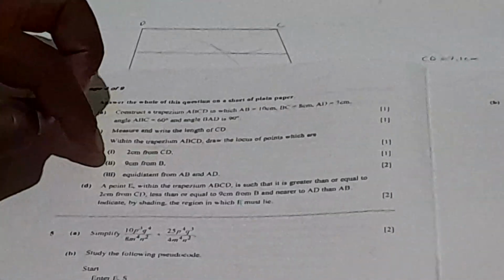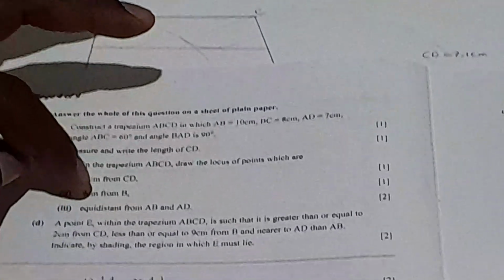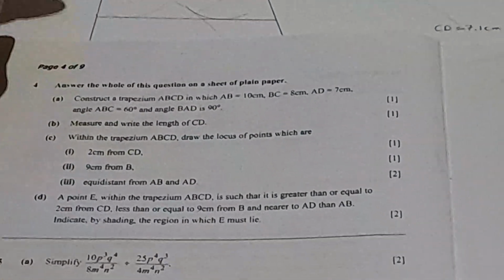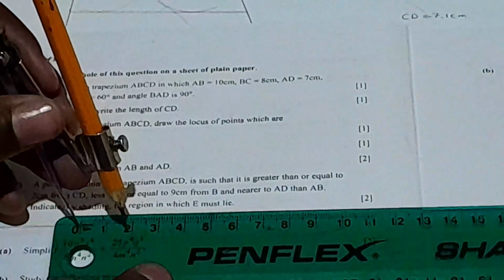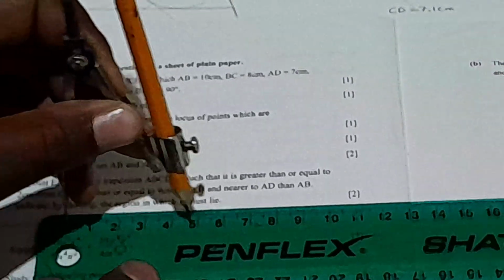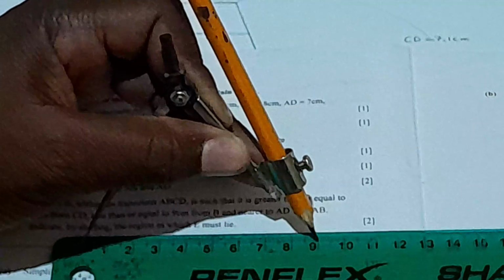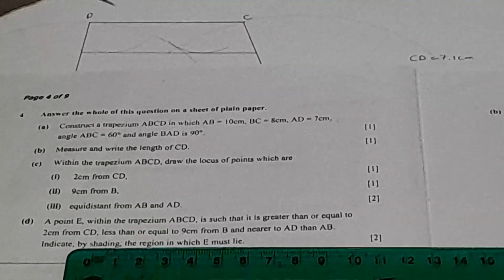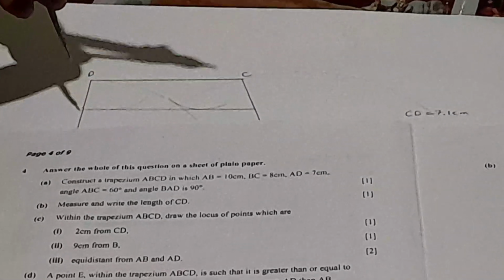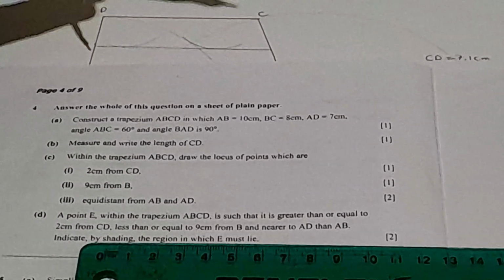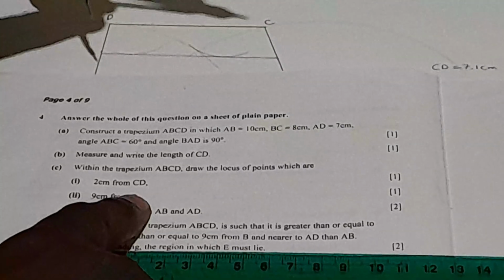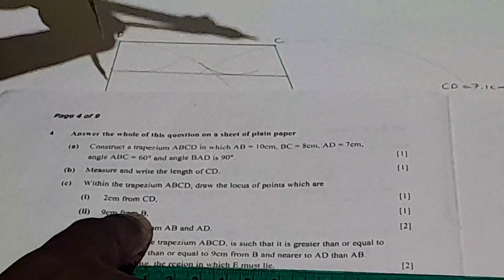So they're saying the locus of points which are 9 centimeters from B. Yeah, 9 centimeters from B. So what you do is you pick 9 centimeters, don't draw things anyhow. Pick the 9 centimeters using your pair of compasses. Plant it at 0, extend it to 9. So what you need to know is what this locus of points is. If they're saying the locus of points is 9 centimeters from B, what it means is we are going to draw a circle because it's from a point.